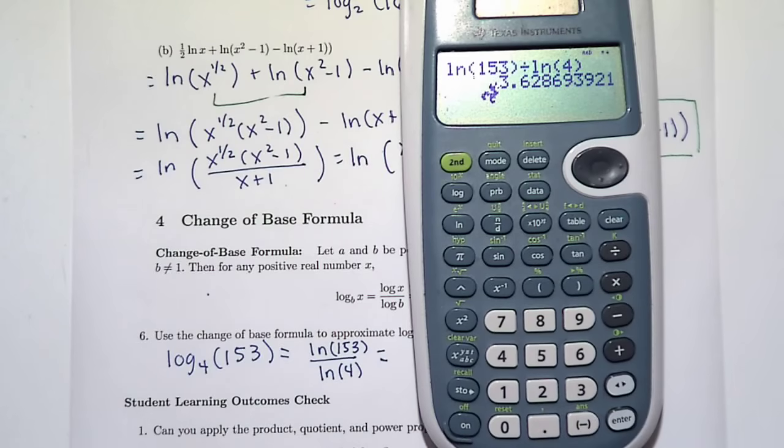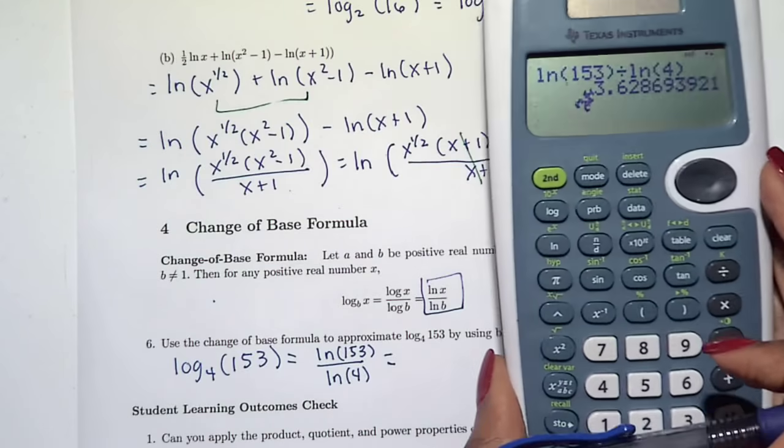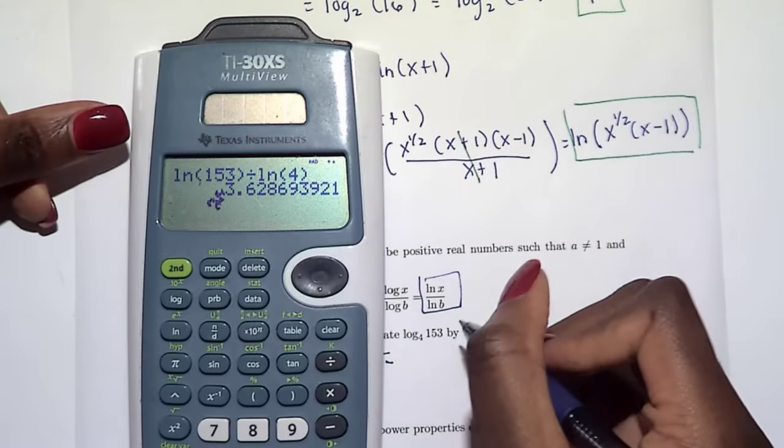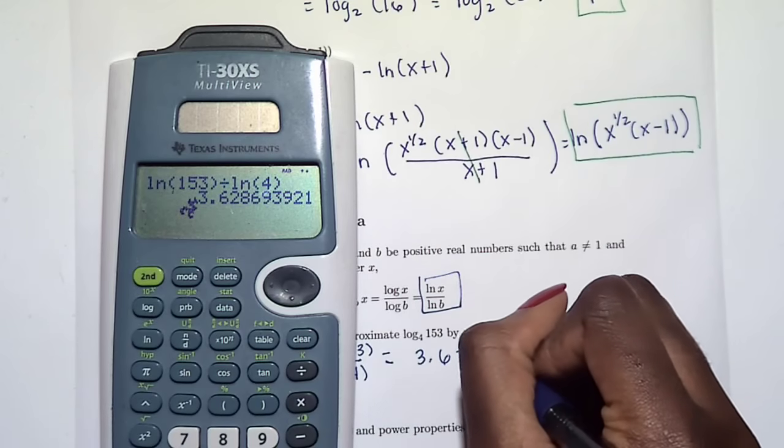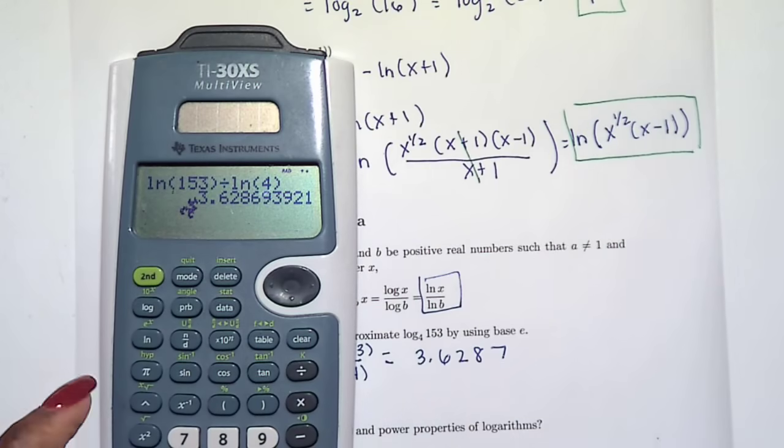So we get about, what did I say, how many decimals? It didn't say how many decimals. It's about 3.6287. I'll do 4 decimal places.